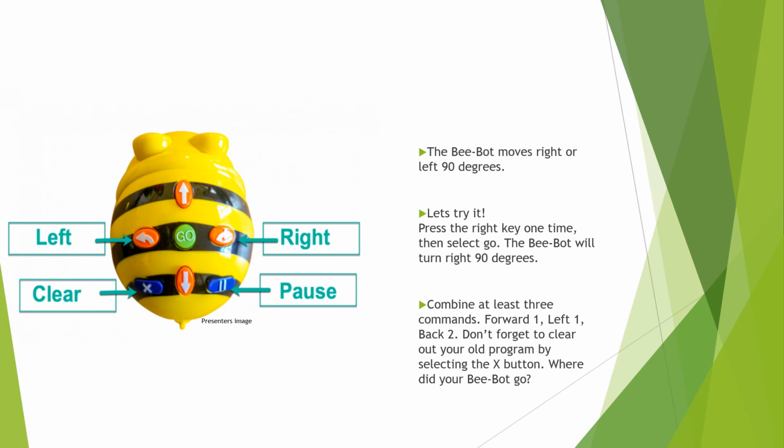The Bebot moves right or left 90 degrees. Let's try it. Press the right key one time, then select go. The Bebot will turn right 90 degrees. Let's try it again. Combine at least 3 commands. Forward 1, left 1, back 2. Don't forget to clear out your old program by selecting the clear button. Where did your Bebot go?